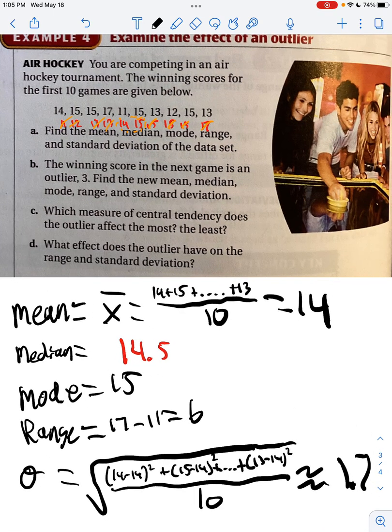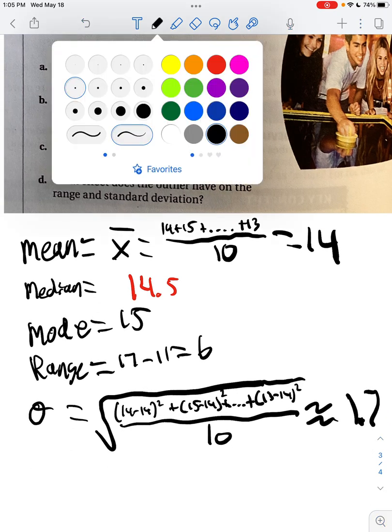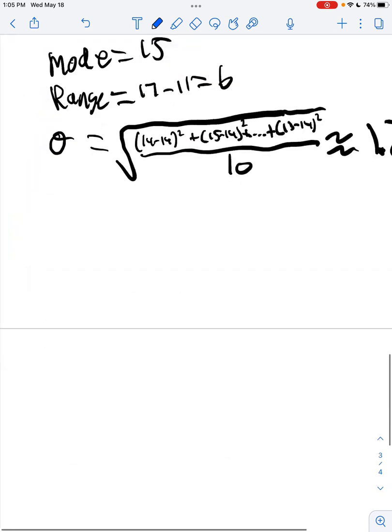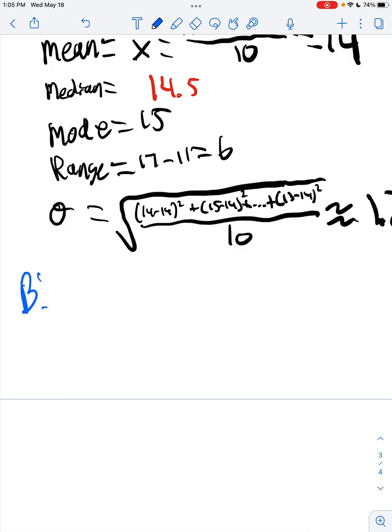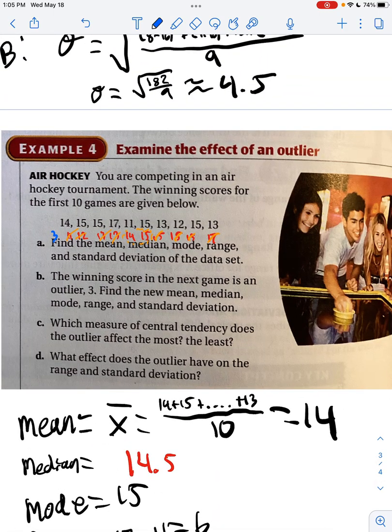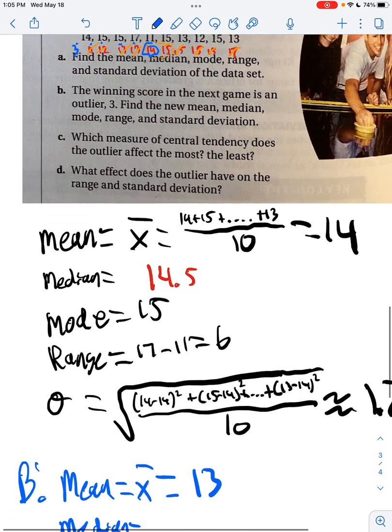The winning score in the next game is an outlier, 3. So find the new mean, median, mode, range, and standard deviation. So now if I look at this data set with a new piece of data, we're going to add in a 3, again, a much lower number. My mean, if I add them all up, is going to be 13 this time. My median, again, I've got to now find the middle. If I have 11 pieces of data, my middle is going to be my 6th number, which is 14 this time.